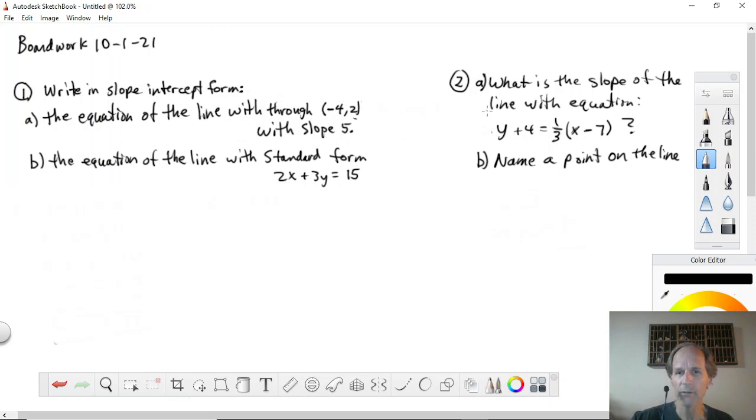And for number 2, it's a little different kind of problem. What is the slope of the line with this equation? It's backwards, right? Usually we're given the slope and some other information. We're told to write the equation. This one has the equation and says, well, what's the slope of that line that has that equation? And it also says name a point on the line. Again, that's usually what we're given, and we go the other direction.